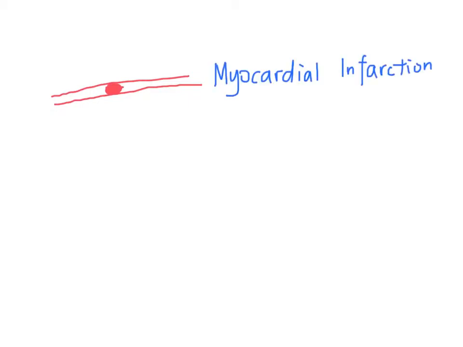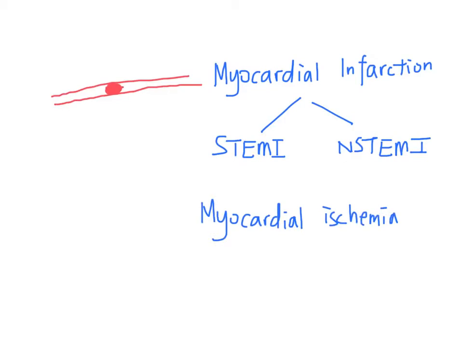If the myocardial infarction shows ST elevation on the ECG, it is known as ST elevation MI or STEMI. And if it does not show ST elevation on the ECG, it's known as a non-STEMI. ACS also include ischemia to the myocardium. That is, decreased blood supply to the myocardial cells. That does not lead to myocardial cell death.